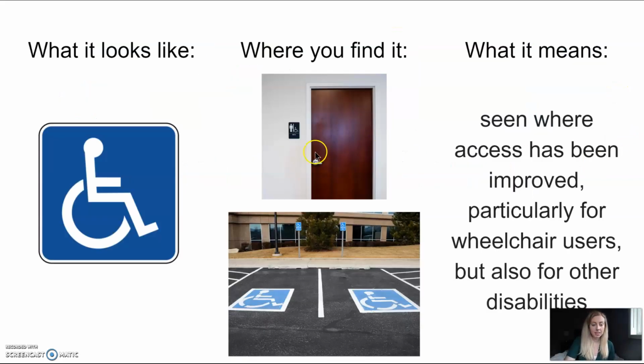So, this is the International Symbol of Access, and what it means is where access has been improved, usually for wheelchair users, but also for other people with disabilities. You'll often find it around bathrooms to notify people that there is a larger stall that wheelchairs can fit through, or people with other disabilities, or parking spaces, so that these parking spaces are close to a ramp, they're closer to the building. Or they have these spaces over here that are used for someone getting out of their car in a wheelchair.